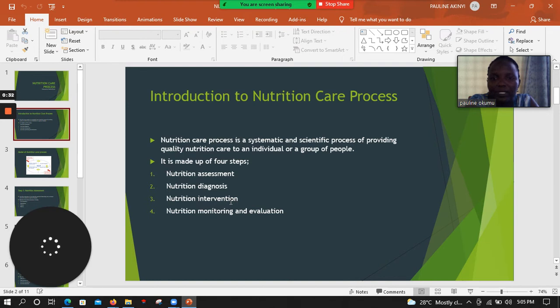So in our class today we're going to start discussing nutrition assessment, which is the first step of the nutrition care process. Like I said earlier, this is a process that is scientific and systematic, and it aims at providing quality care to an individual or to a group of people.